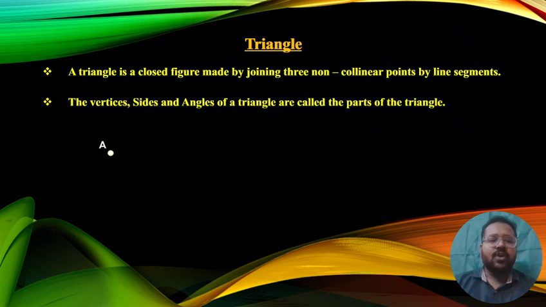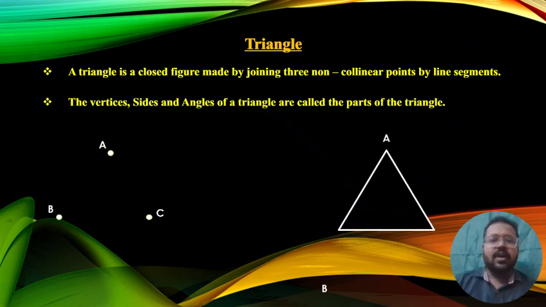Let's consider three non-collinear points named A, B, and C. If we join point A with point B, point B with point C, and point C with point A, we get a closed figure called triangle ABC. Let's proceed further.